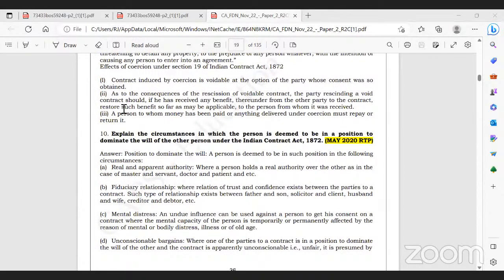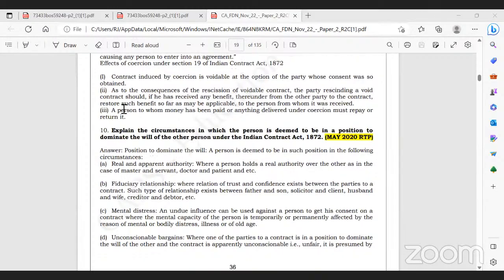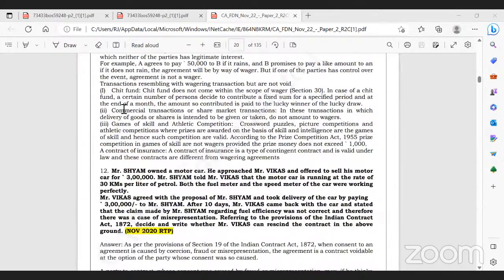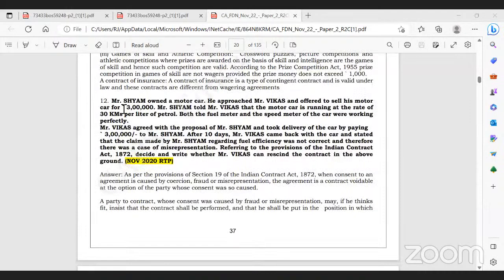Explain circumstances in which the person is deemed to be in a position to dominate the will of the other person under the Indian Contract Act. We did real authority, apparent authority, correct or no? Fiduciary relationship, right? Yes, sir.